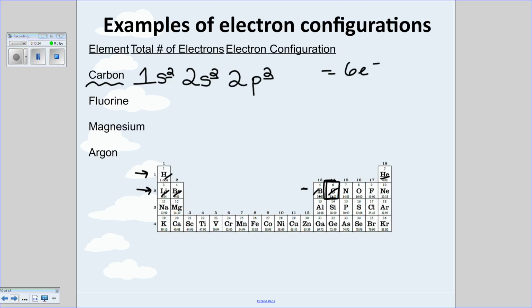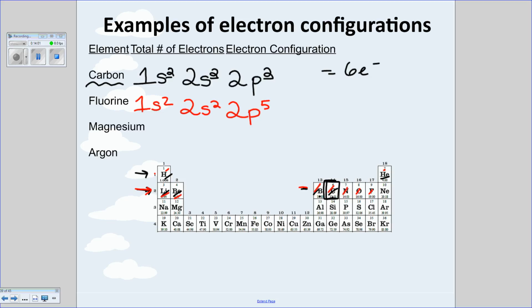So go ahead and pause the video and see if you can work out fluorine. Okay, so let's work out fluorine together. We start in the same place, in 1, and then we have 2 electrons, 1s2 in the S block. Then we go to the second energy level, so energy level 2 in the S block, 1, 2. Then we go over to the P block, so it's still energy level 2, but now we're in the P block, and to get to fluorine, it's 1, 2, 3, 4, 5. So we have 5 electrons.